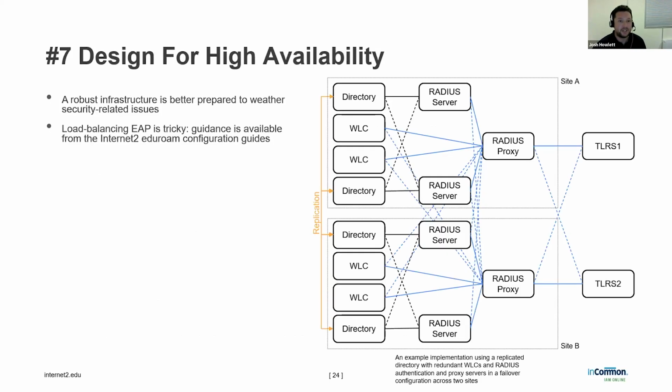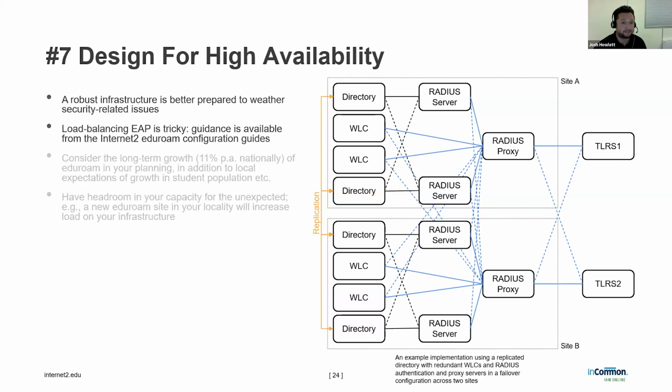The final thing you should do is to design for high availability. A robust infrastructure is much better prepared to weather security-related issues. One of the first things that people think about when they think about high availability is load balancing. And unfortunately, load balancing is possible, but it's tricky and there are quite a few gotchas. I won't go through the gotchas in this presentation. That's probably a whole new presentation by itself. But we have got guidance available for load balancing on the internet too at your own website. So if you are load balancing today, I recommend you take a look at that.